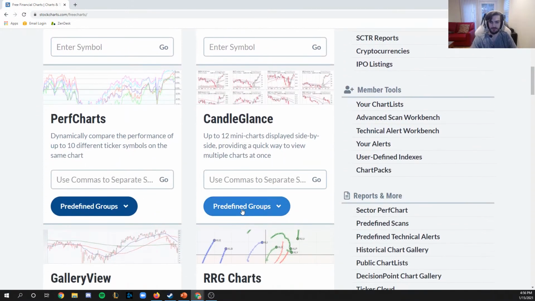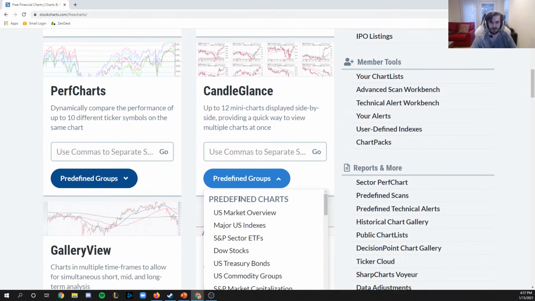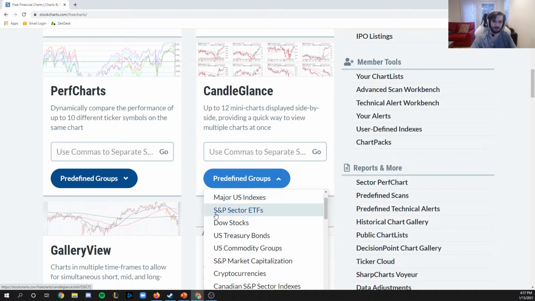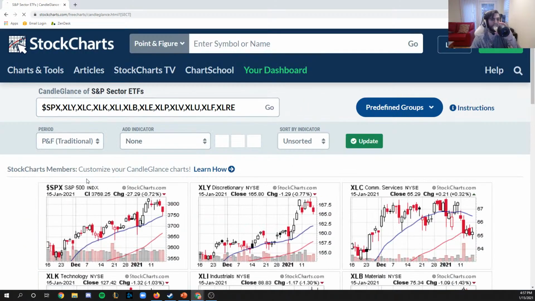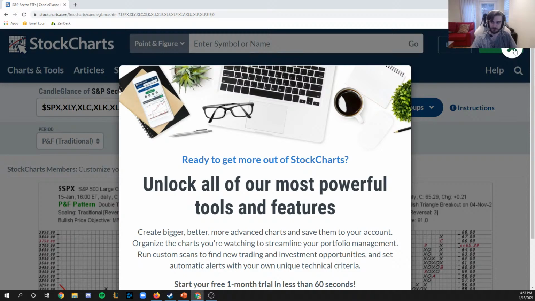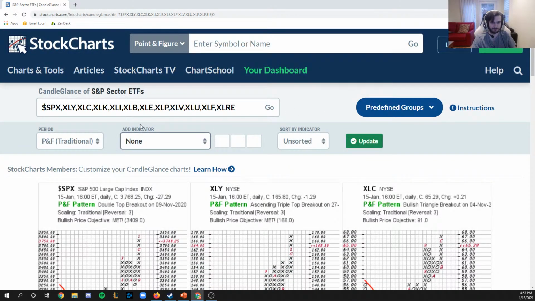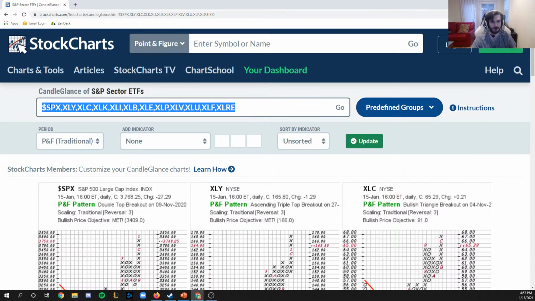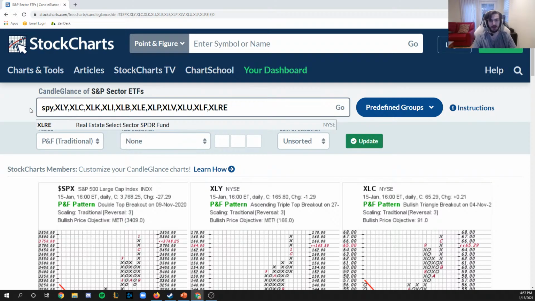Now, let's go look at another one. Let's look here at S&P sector ETFs. Same thing. We'll set it to PNF. And here we have, it puts in $SPX. I prefer to use SPY because it is the S&P 500 ETF from the State Street Spider Group.